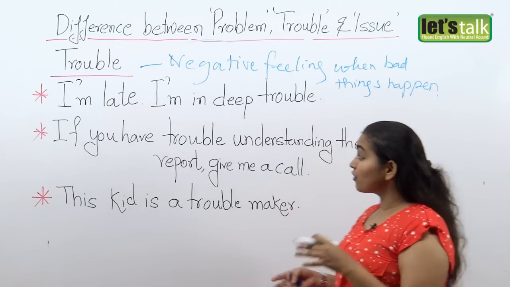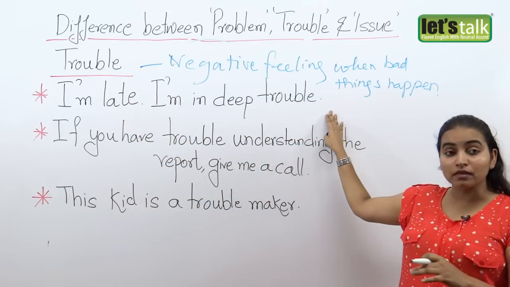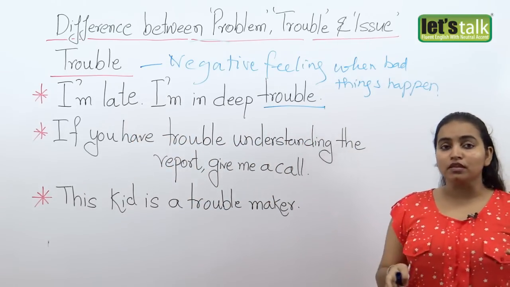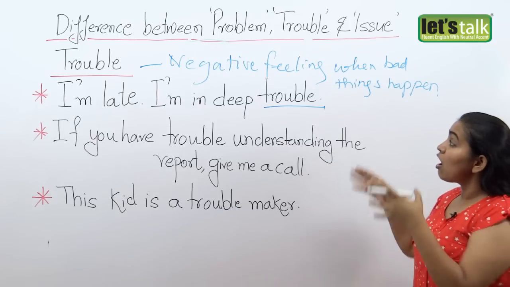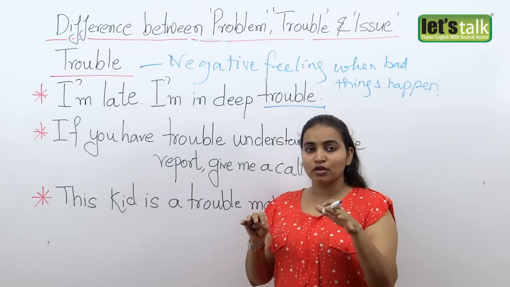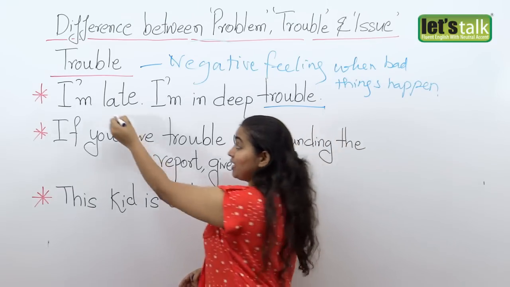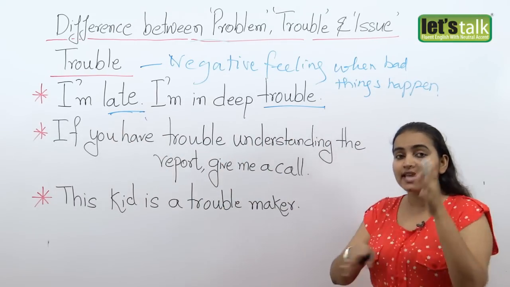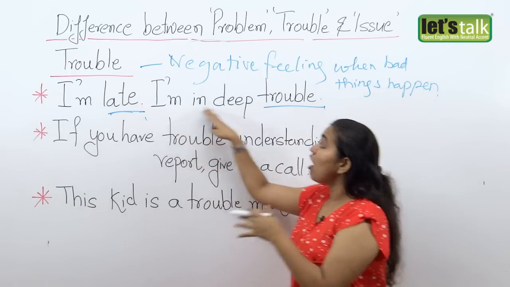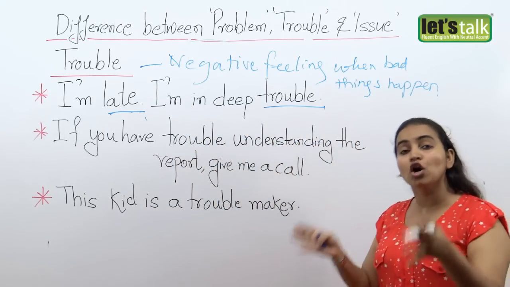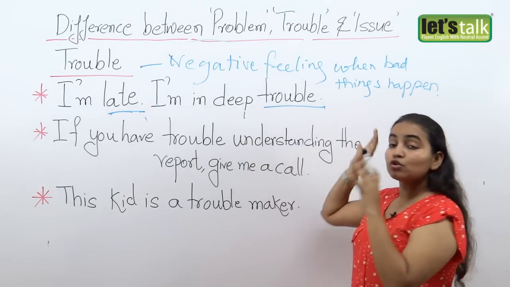Let's see how. The first sentence says, I'm late. I'm in deep trouble. Why do I use the word trouble and not problem or issue for that matter? I use the word trouble because I'm talking about a negative feeling because of a bad thing that has happened, and the bad thing out here is being late, and therefore I've got this negative feeling going on now inside me, which is why I say I'm late, I am in deep trouble. I do not say I am in deep problem or I'm in deep issue. I say I am in deep trouble.